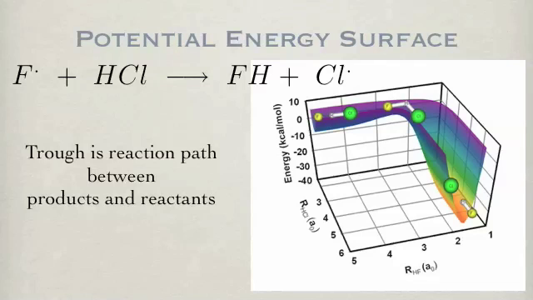The diagram shown is a simple potential surface involving three atoms, and the reaction F plus HCl goes to FH plus Cl. The x and y axes are the FH and HCl distances. The single line diagram, as in the previous slide, is drawn through the minimum of the trough.